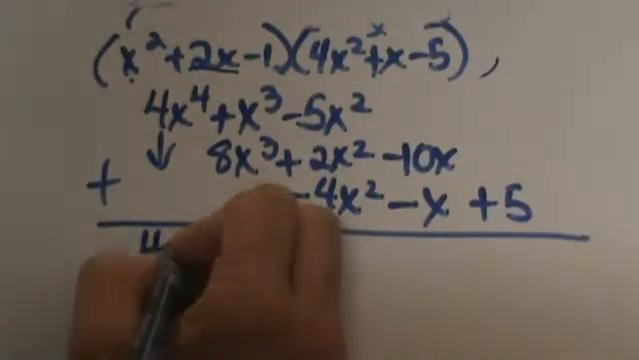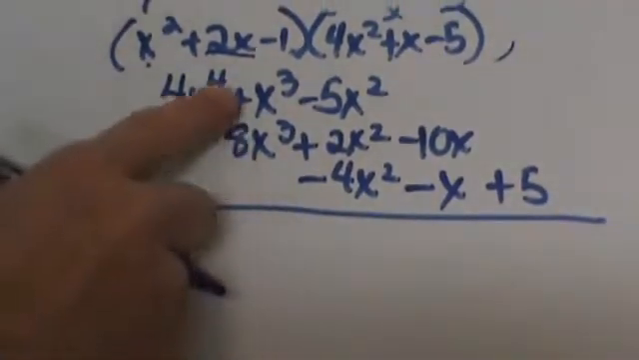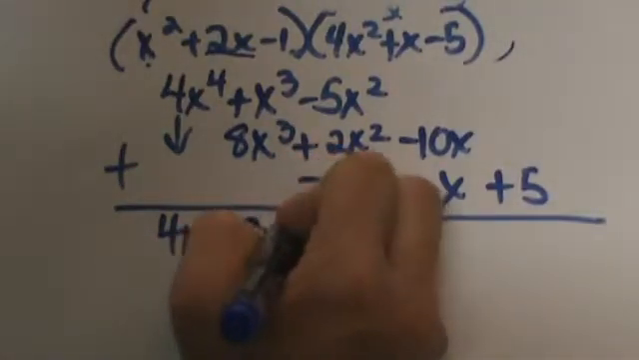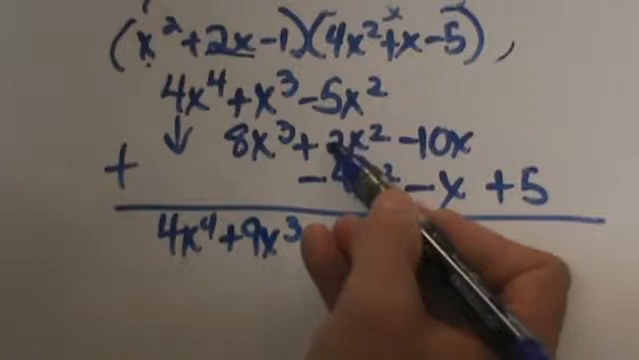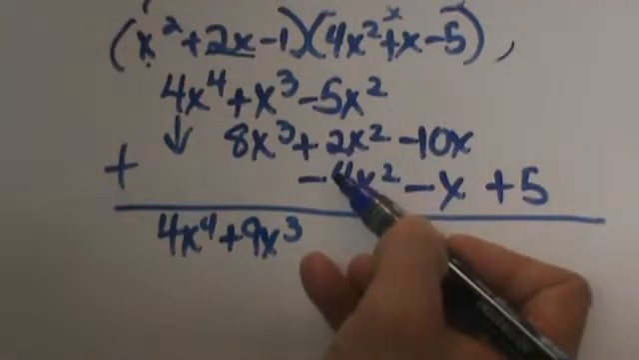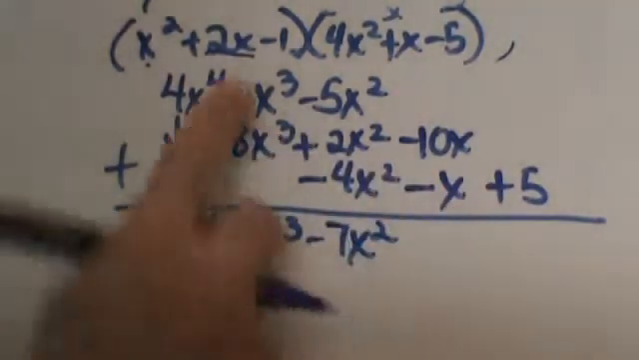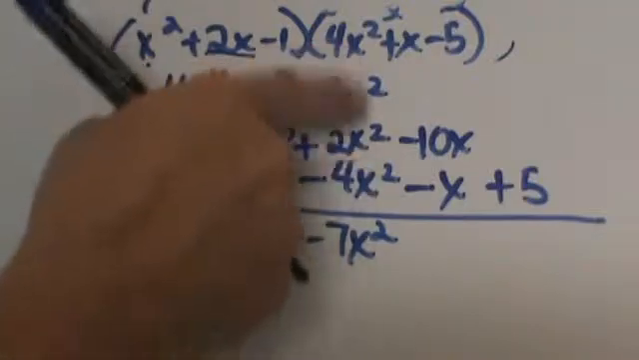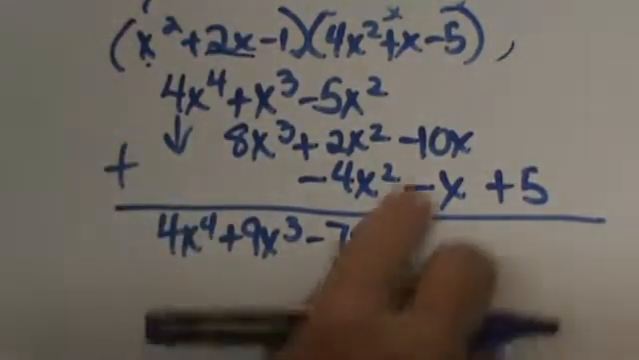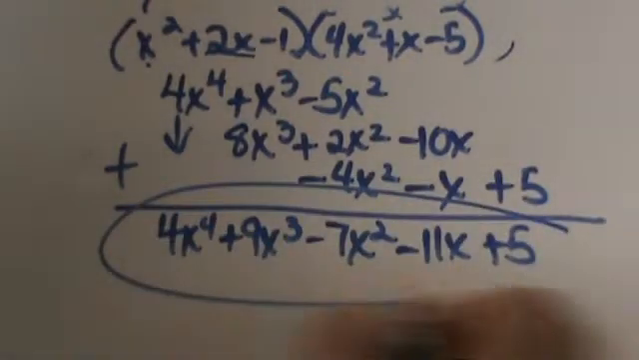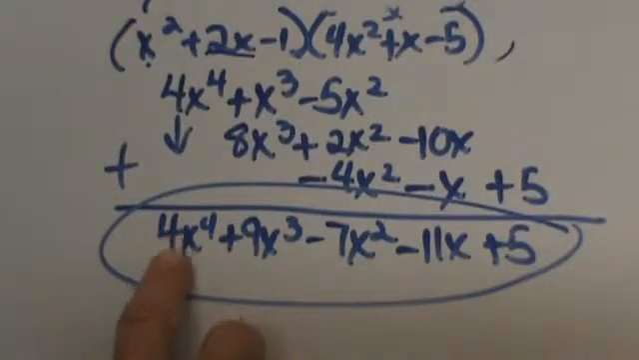Okay, 4x to the 4th, right? And then 1x cubed plus 8x cubed is 9x cubed. Negative 5, positive 2, and then negative 4. That's going to give me what? Negative 7x squared. Now when you add, remember we don't change exponents, do we? We're just adding like terms. And then negative 11x plus 5. Okay. Whew, so a trinomial times a trinomial gave me 5 terms. That's a lot. But if you line them up, it really does make it a little bit easier.